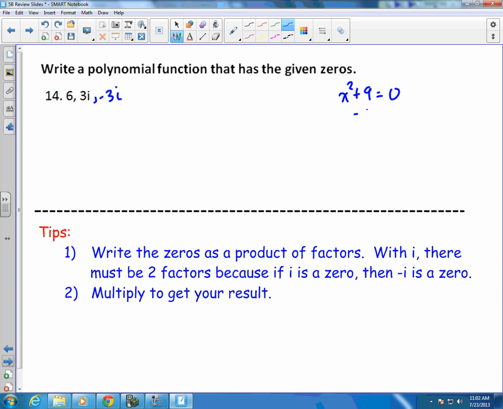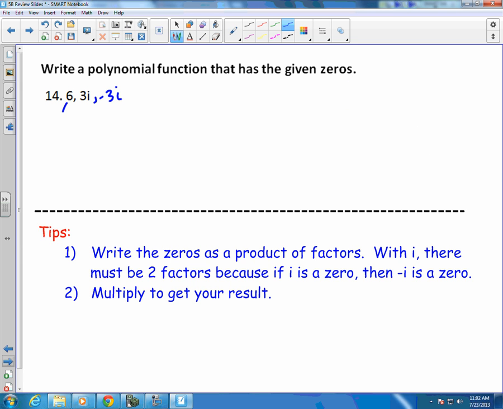All right, and if you're like, I don't get it, what are you talking about? Well, if I subtract 9, I get -9. If I square root -9, I get plus or minus. Square root of a negative is i, square root of 9 is 3, plus or minus 3i. So I could see that x squared plus 9 would be a factor. If you can't see that, just go ahead and go through the process. But I'm going to do both ways and show you how that works.